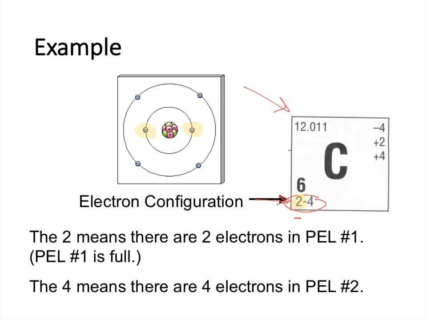Well, carbon atoms, being neutral, would need a total of 6 electrons to offset their 6 protons. Well, we already used up 2, so we have 4 left over. Those other 4 electrons will get placed into the second PEL further from the nucleus. So that PEL is not full, but that's all the electrons that we need to complete the electron configuration for carbon, because carbon only needs to have 6 total electrons. And so these numbers will add up to that number.